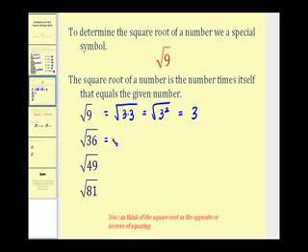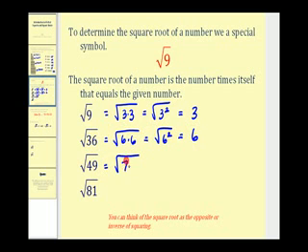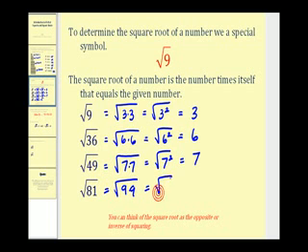Therefore, the square root of 36, again, 36 is a perfect square, because we can write that as 6 times 6, or even 6 squared if we want, and this will equal 1 factor of 6. Again, the reason this is 6 is because 6 times 6 is equal to the given number 36. The square root of 49, because that's 7 times 7, or 7 squared, would be equal to 7. And let's look at one more. The square root of 81, because 81 is 9 times 9, or 9 squared, would equal 1 factor of 9.